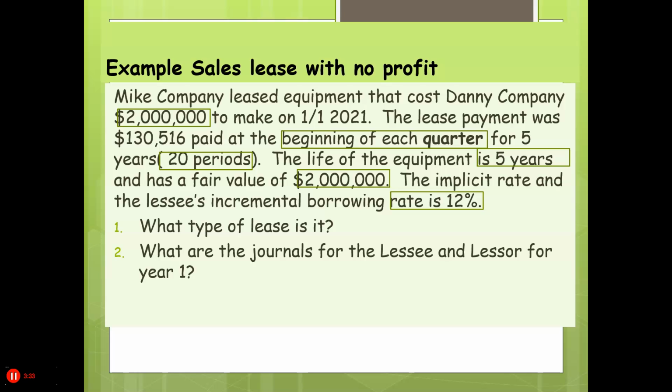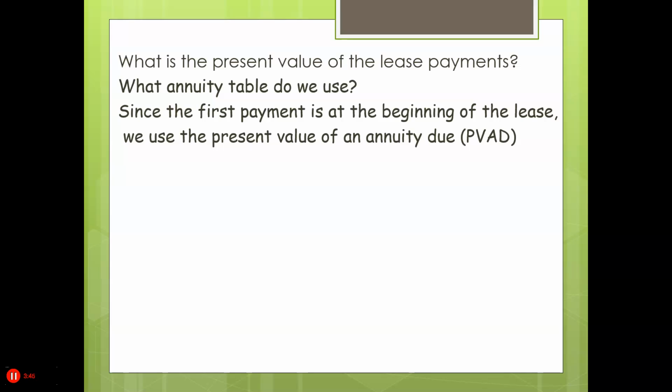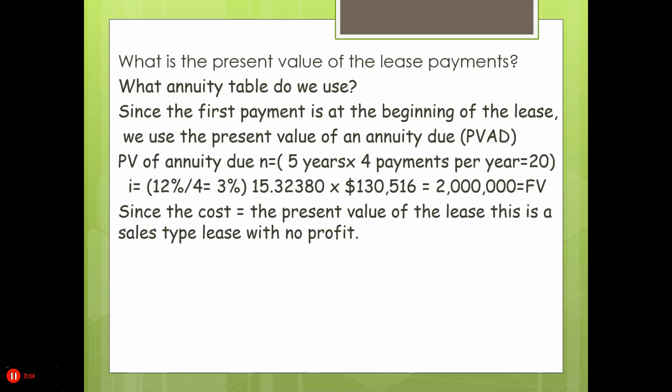Now, first of all, we need to go to the annuity table to get the net present value of the lease payments. So, what annuity table would we use? Well, we'd have to use the present value of an annuity due, mainly because the first payment is made when the contract is signed. So we go to the present value table, and N equals 5 times 4 is 20 periods. Interest equals 12% divided by 4 equals 3%. We go to the present value of annuity due factor times the 130,000, and we find out it equals $2 million, which is the fair value. Since the cost equals the present value of the lease, this is a sales type lease with no profit.